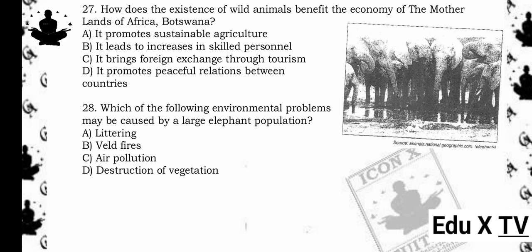27. How does the existence of wild animals benefit the economy of the motherlands of Africa, Botswana? A. It promotes sustainable agriculture. B. It leads to increases in skilled personnel. C. It brings foreign exchange through tourism. D. It promotes peaceful relations between countries.